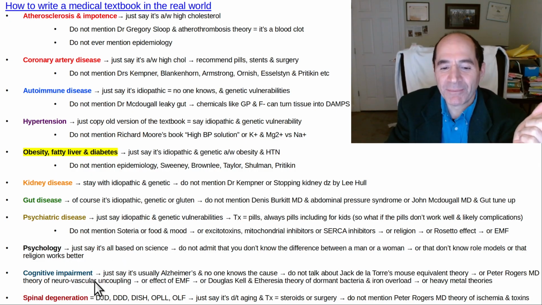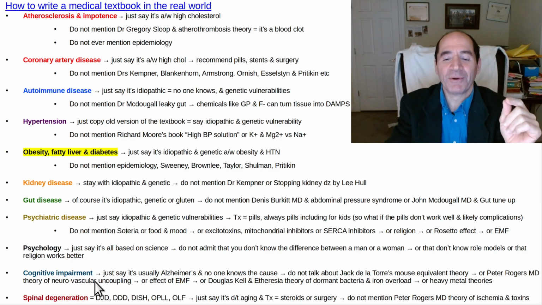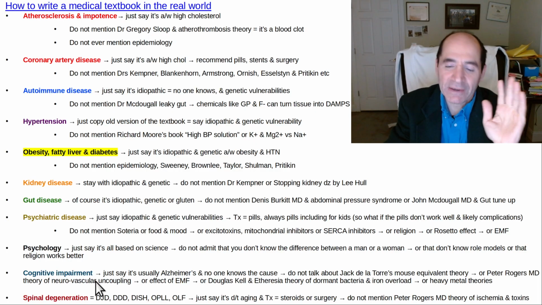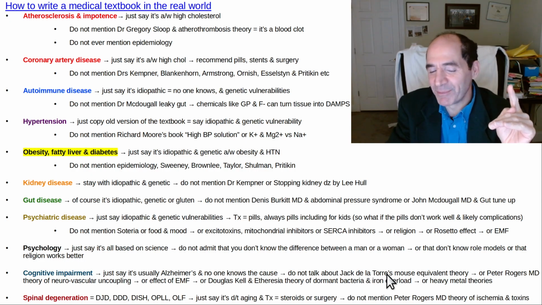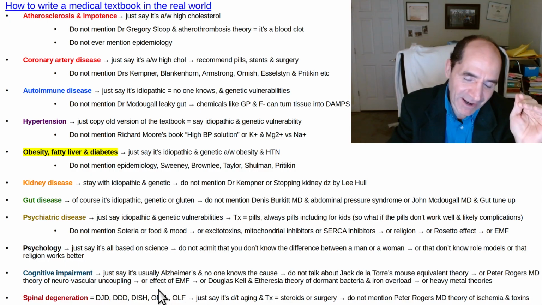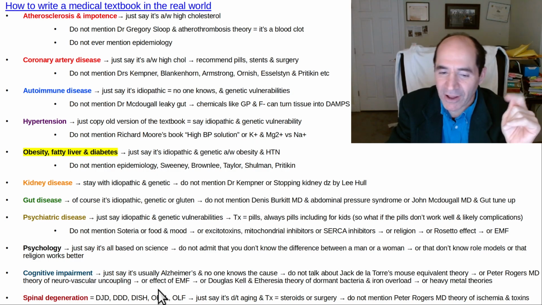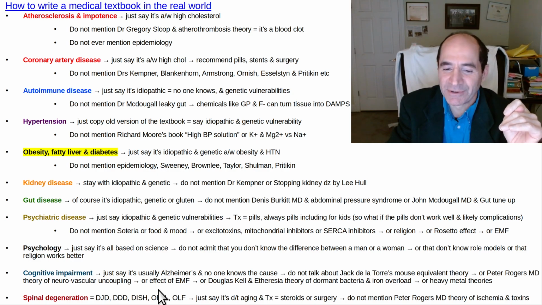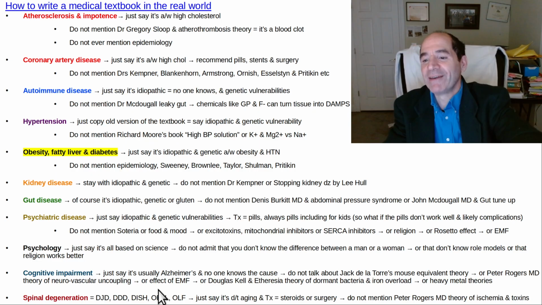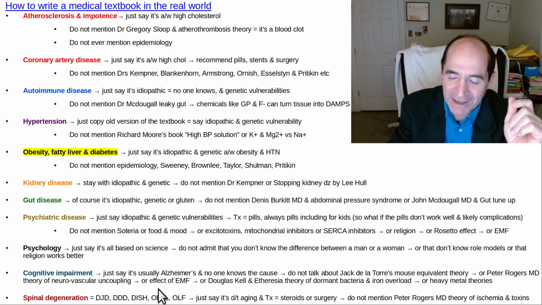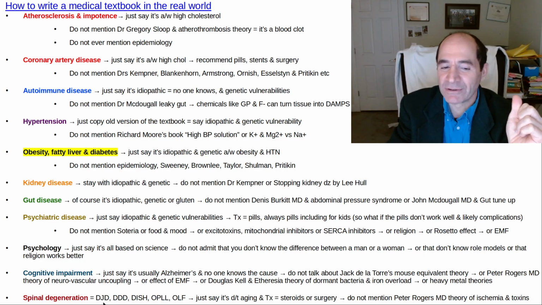All right, cognitive impairment again. Just say it's Alzheimer's, even though nobody knows what that is. Give them the pills, the standard pills, the algorithm. Don't waste any time talking to them. Don't tell them about Delatorre's mouse equivalent theory. Don't tell them about Peter Rogers' theory of neurovascular uncoupling. Don't tell them about Martin Pall and all his work on EMF and its contributions to cognitive impairment. Don't tell them about Douglas Kell and Resia Pretorius' theory of dormant bacteria and iron overload. Don't tell them about all the heavy metal data that we talked about in previous lectures as well, contributing to cognitive impairment.